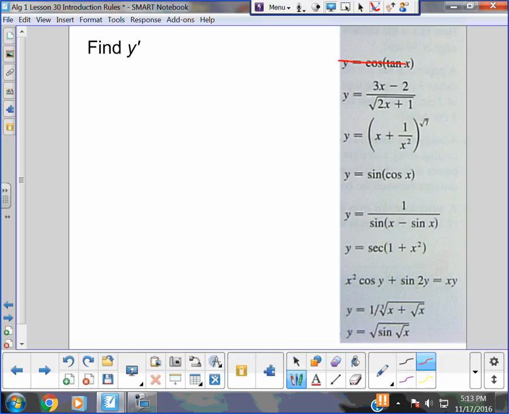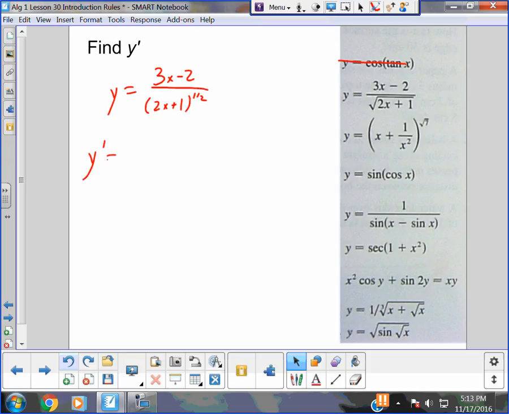Next one, I see a quotient rule. F over G, and G is going to be a chain rule again because it's 2x plus 1 raised to the half power. So to help us see that, I would write this as 3x minus 2 over 2x plus 1 to the half. All right, quotient rule, derivative of the top, 3, times the bottom, minus the top times the derivative of the bottom, which is a little more complicated.